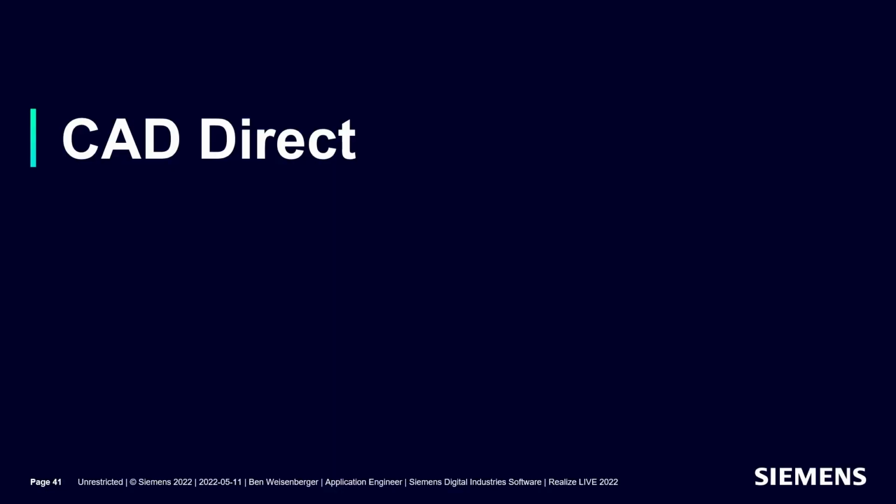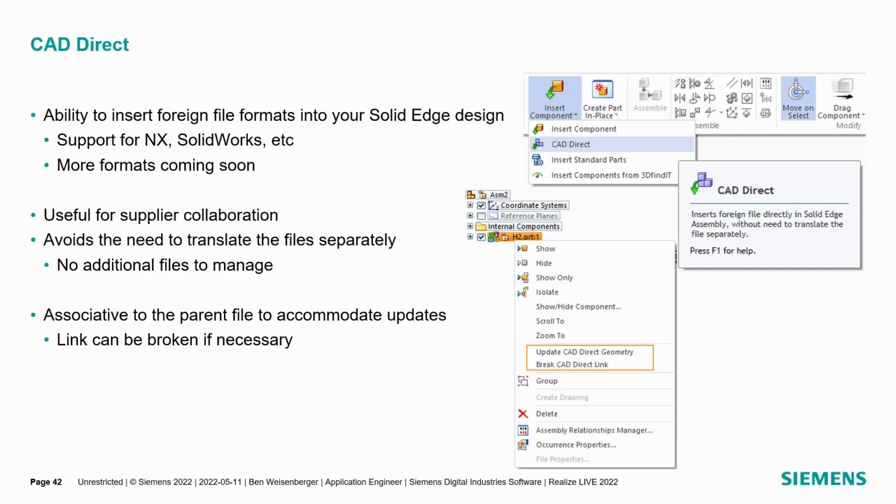Last enhancement we'll talk about today is CAD Direct. CAD Direct gives us the ability to reference foreign CAD data directly into our assemblies without the need for translation. We support NX files and have also added support for SolidWorks, STEP, Parasolid, and JT with a recent 2022 maintenance pack. Other formats will be introduced in the future as well.